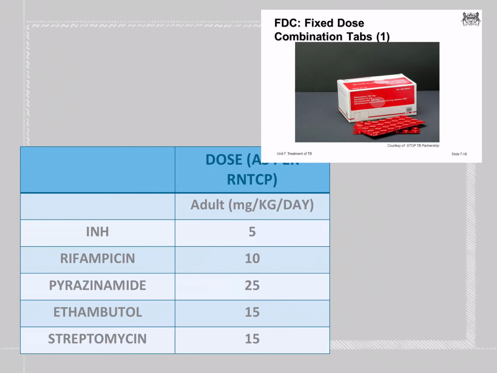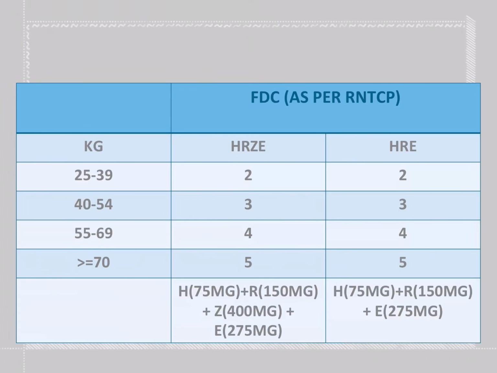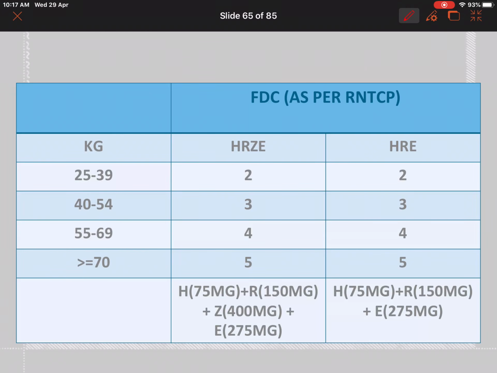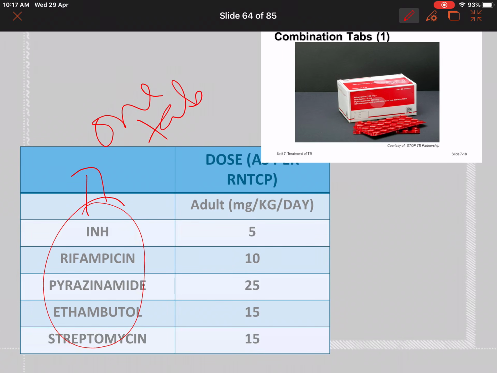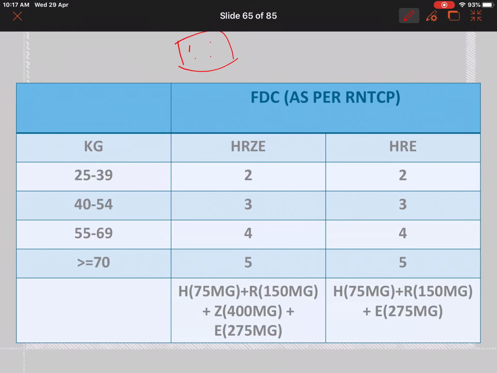Previously we used to get tablets separately: isoniazid, rifampicin, pyrazinamide, ethambutol. Now all of these come in one single tablet as a fixed dose combination. All these drugs in one tablet. So each tablet contains isoniazid, rifampicin, pyrazinamide and ethambutol at these doses: isoniazid 75 milligrams, rifampicin 150, pyrazinamide 400 milligrams and ethambutol 275. So this is for HRZE.